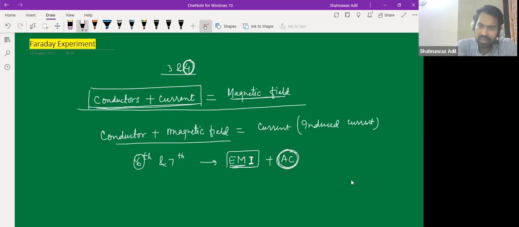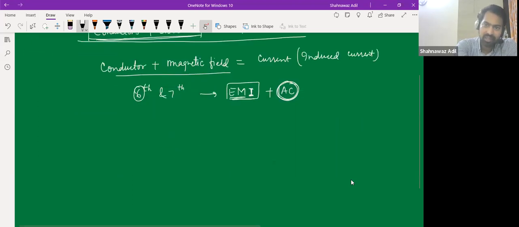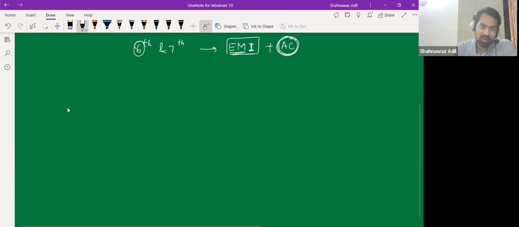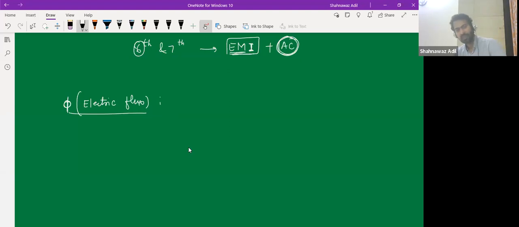To understand that, first, can you guys recall what this phi is, or let me say flux? Electric flux, right? So what was this electric flux? Do you guys recall what this electric flux was?